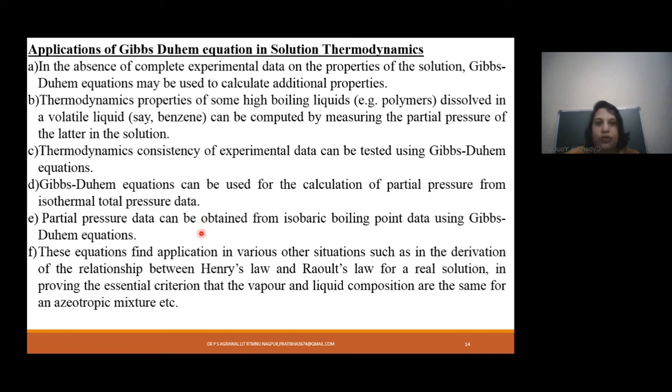Partial pressure data can be obtained from isobaric boiling point data using the Gibbs-Duhem equation. The isobaric T-x data can be easily converted to x-y data. These equations and applications are useful in various other situations, such as the deviation of the relationship from Henry's law and Raoult's law for a real solution, and in proving the essential criterion that the vapor and the liquid composition are the same for an azeotropic mixture, etc.